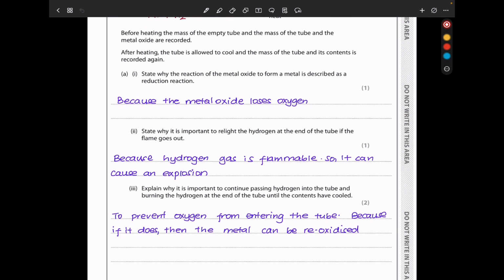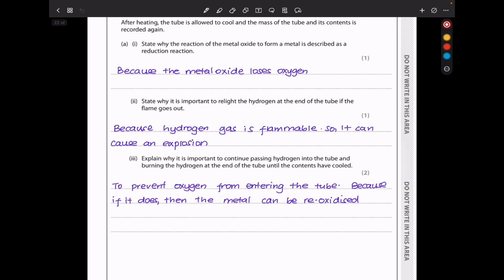And next they state why it is important to relight the hydrogen at the end of the tube if the flame goes out. I've already talked about this. Hydrogen is flammable. Hydrogen can explode. So this is a precaution in order to prevent accidents because hydrogen can catch fire and explosions can occur, and this could endanger people.